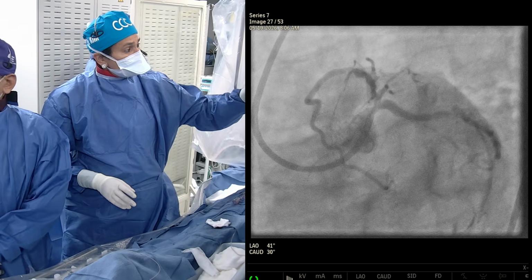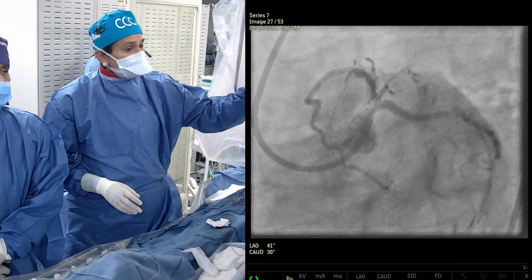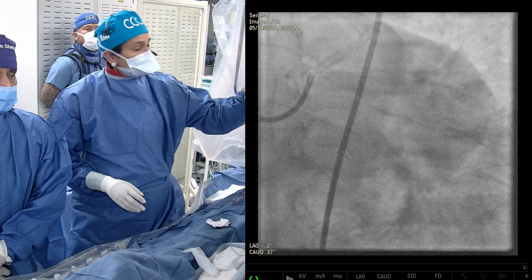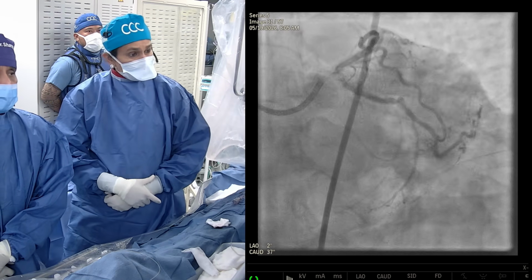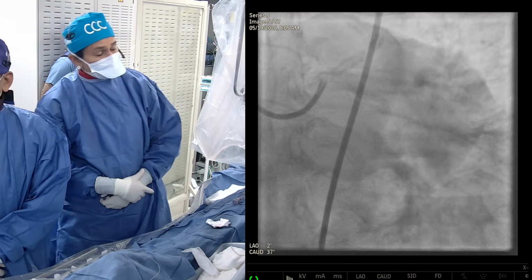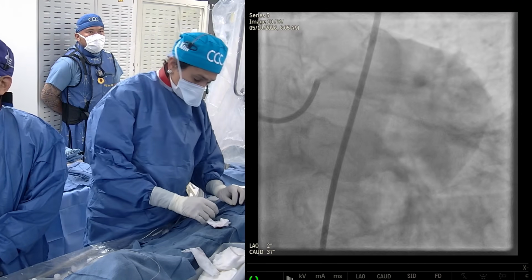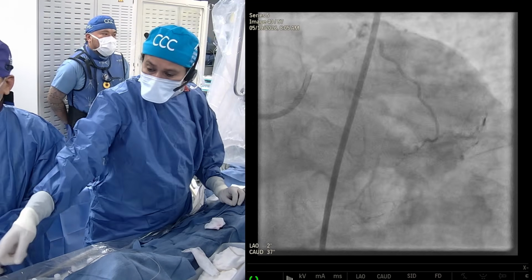If you see, in the first view we didn't see a circumflex lesion. But there is a very tight lesion in the circumflex, very significant disease, which you don't see in this view but see in the caudal view. In my announcement, I mentioned there is three vessel disease. The RCA has been taken care of. There is an 80-90% circumflex lesion, and there's the LAD.